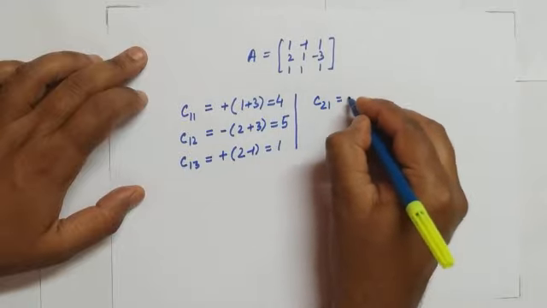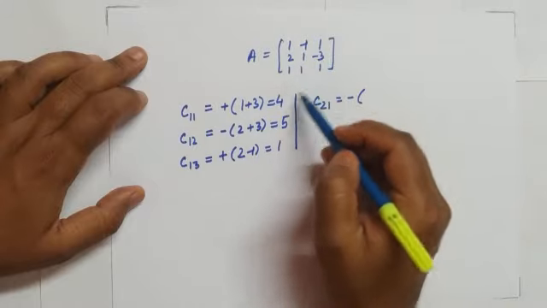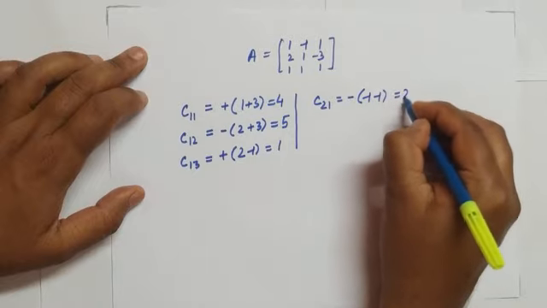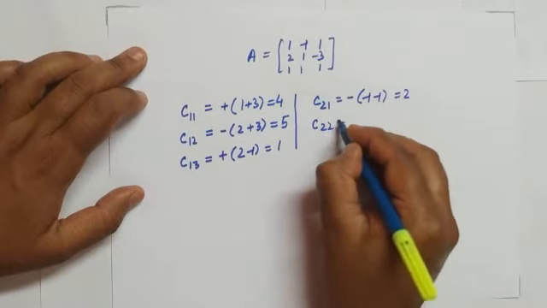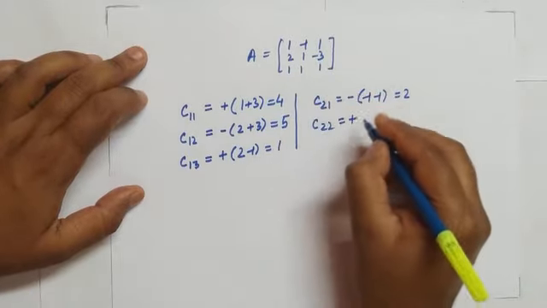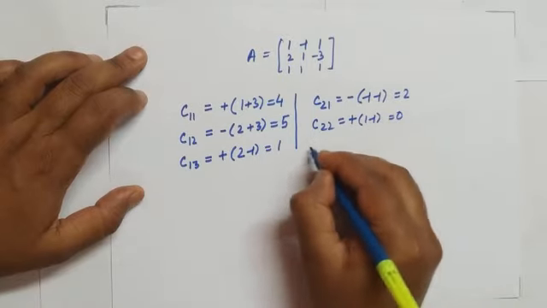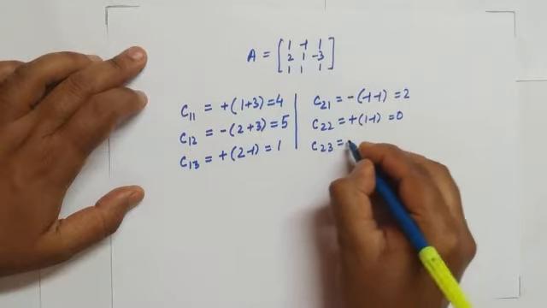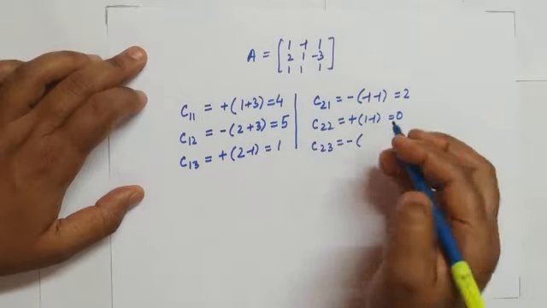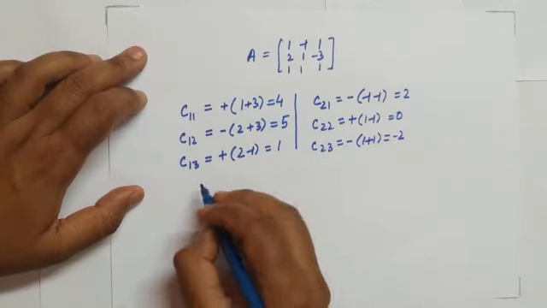Now C21 is equal to minus sign, second row first column, means minus 1 minus 1, that is equal to 2. C22, second row second column means plus sign, 1 minus 1, that is equal to 0. C23, second row third column, minus sign, 1 plus 1, that is equal to minus 2.